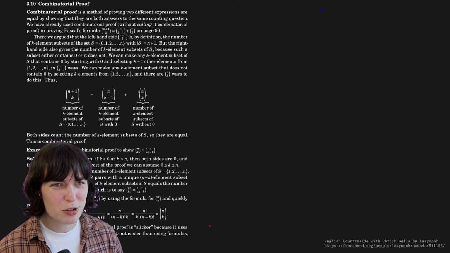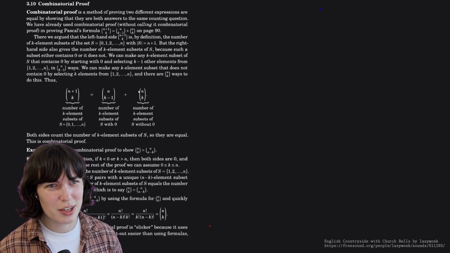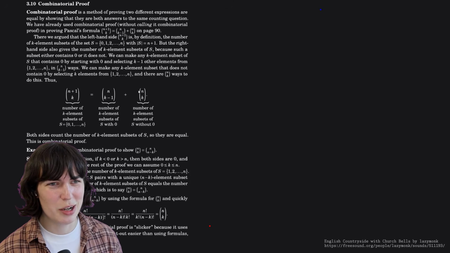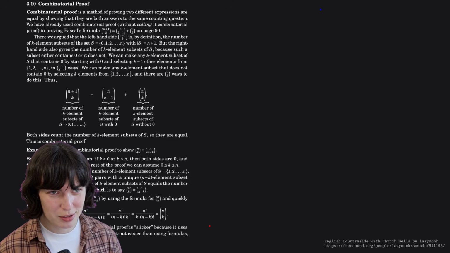Combinatorial, I do this all the time. Combinatorial proof is a method of proving two different expressions are equal by showing that they are both answers to the same counting question. Can you do that? Wow, okay, I guess. Richard Hammock is telling me this.